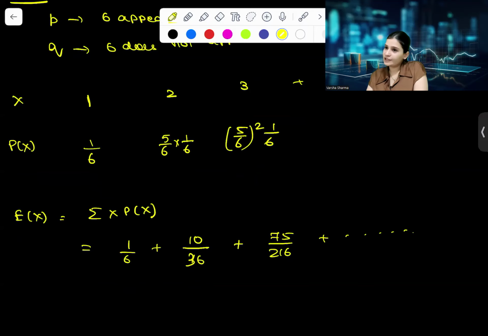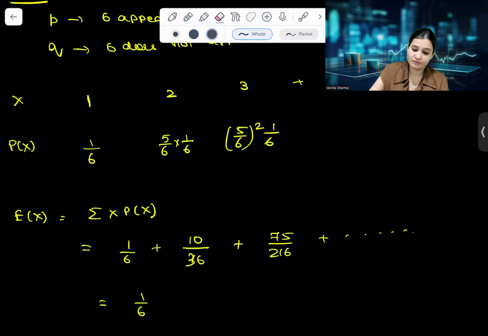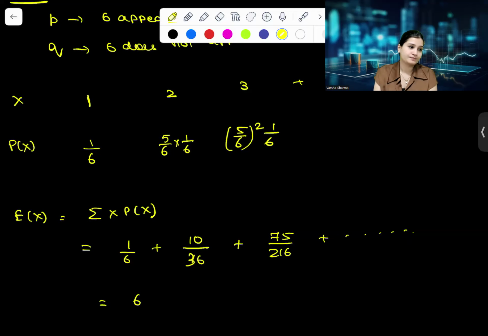Now, this you cannot calculate. You have never learned this. So learn the answer, guys. Instead of 6, if 4 appears, 5 appears, or 2 appears, it doesn't matter. The answer is always going to be 6. Sorry, my fault. Answer is always going to be 6.